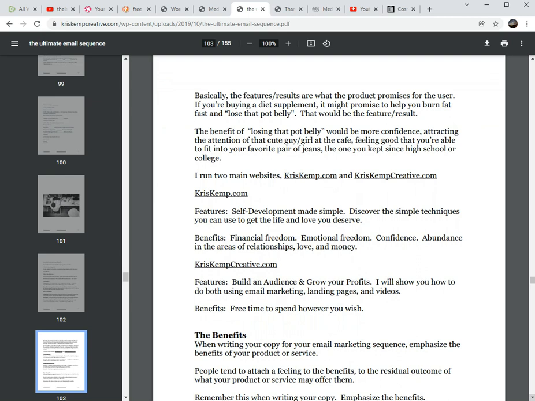I run 2 main websites, chriskemp.com and chriskempcreative.com. At chriskemp.com, the features: self-development made simple. Discover the simple techniques you can use to get the life and love you deserve. The benefits: financial freedom, emotional freedom, confidence, abundance in the areas of relationships, love, and money.